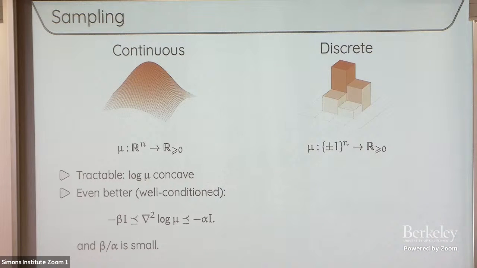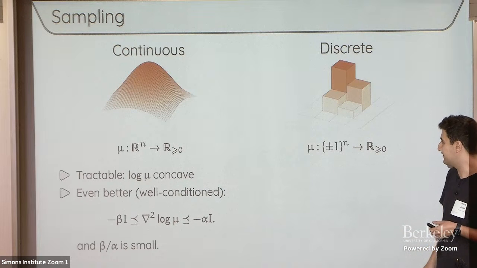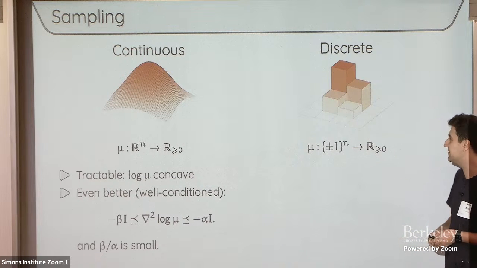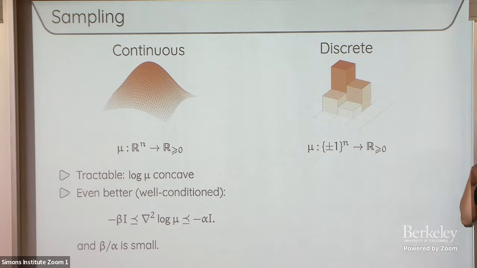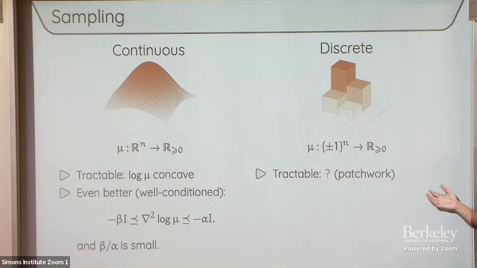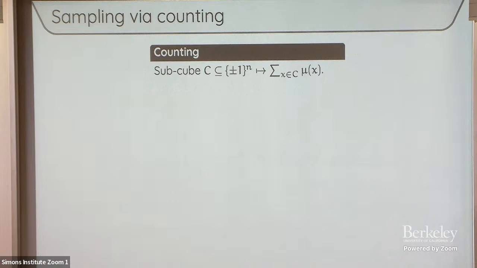I think it's fair to say that in the discrete world, things are not as well defined. In the discrete world, let's say you have a distribution on the hypercube you want to sample from. There is really a patchwork of incomparable conditions under which you can sample.